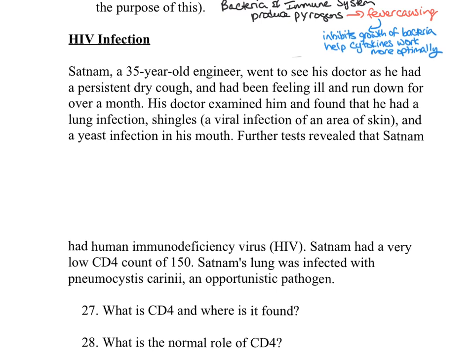So Satnam, a 35-year-old engineer, went to see his doctor as he had a persistent dry cough and had been feeling ill and run down for over a month. His doctor examined him and found that he had a lung infection, shingles, which is a viral infection of an area of skin, and a yeast infection in his mouth. Further tests revealed that Satnam had human immunodeficiency virus, or HIV. Satnam had a very low CD4 count of 150. Satnam's lung was infected with Pneumocystis carinii, an opportunistic pathogen.